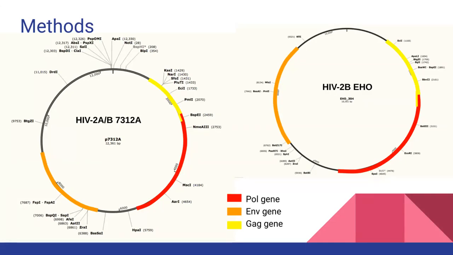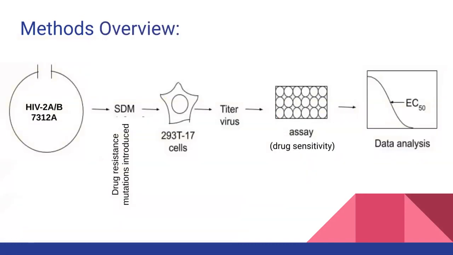I will build in common site-directed mutants thought to be important for drug resistance using site-directed mutagenesis. The general method uses a full-length infectious molecular clone of HIV-2 Group B that is used to transfect replication-competent cells. Virus is then titered and drug sensitivity assays are performed. The data from these assays is then analyzed and can be compared to data sets published for HIV-2 Group A.